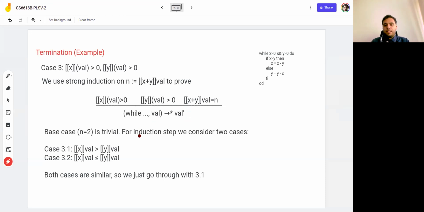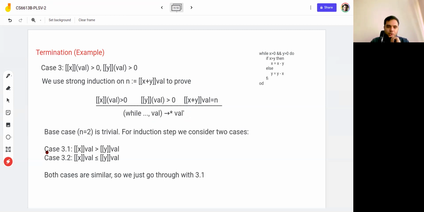Okay, so the base case is actually very trivial. The base case is when n is 2, and in that case, you know that the value of x is 1 and the value of y is 1. So you just have a single execution of the program and you just execute it and say, okay, it ended. So the base case is quite obvious.